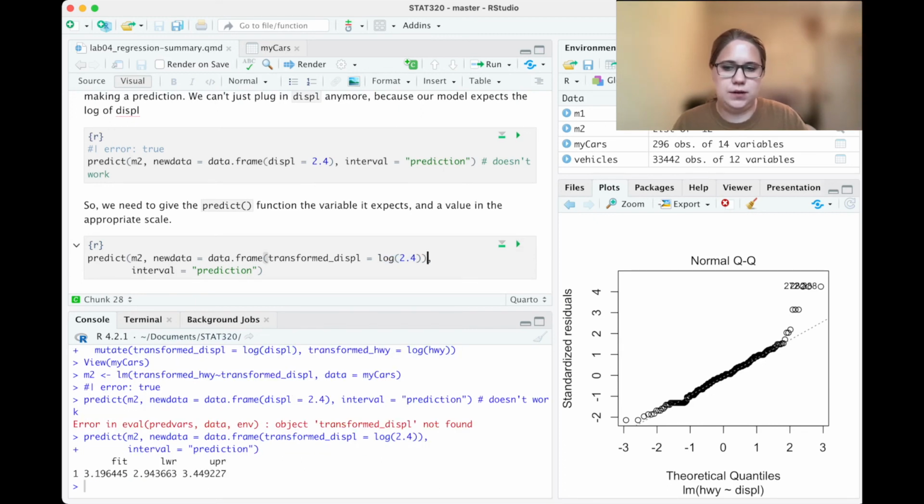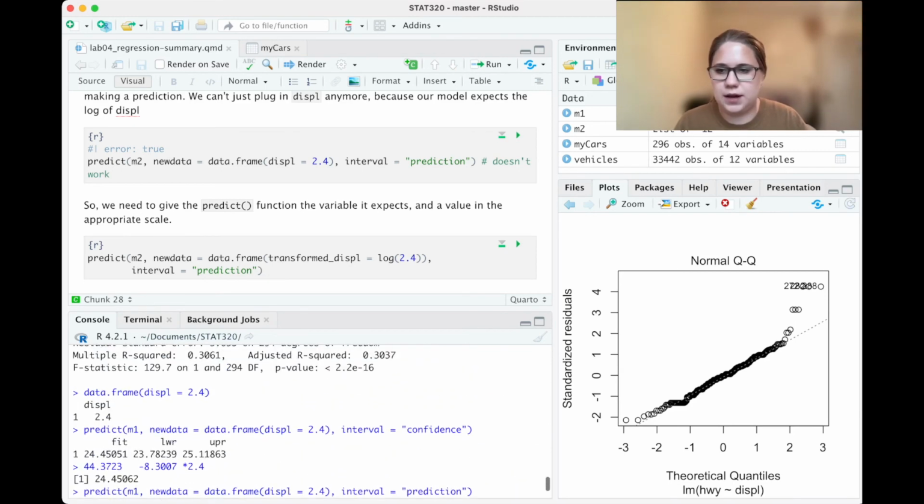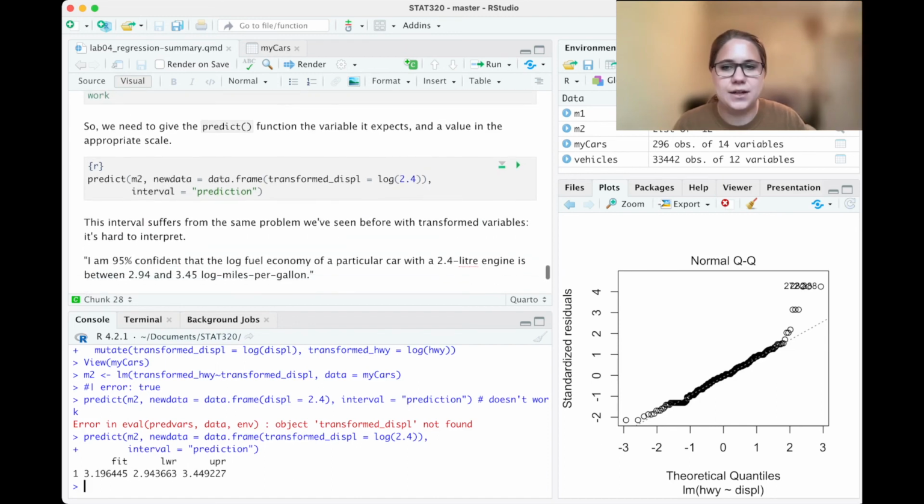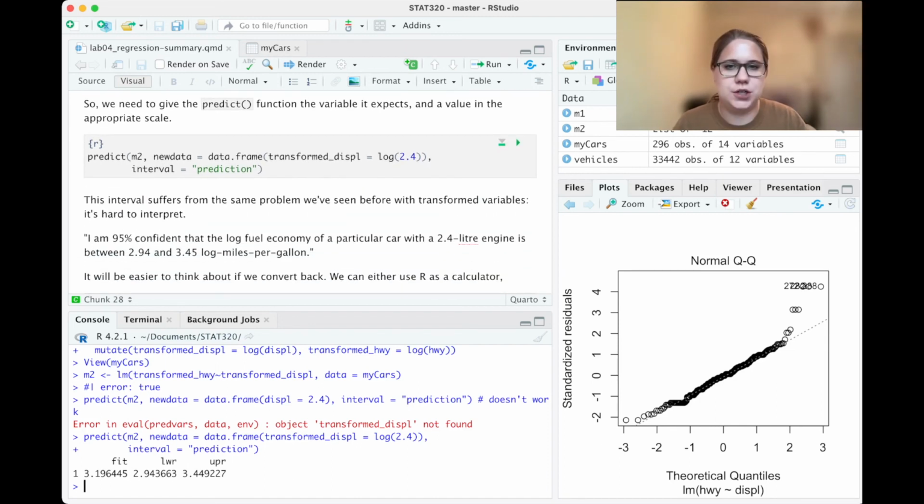Now it's going to run, but my fitted value isn't in miles per gallon anymore. It's in the log of miles per gallon. So remember when we plugged in 2.4 before, we were getting a predicted value of like 24.45 miles per gallon. 3.19, that's not a reasonable mileage for a car. So that's our indication that maybe we're not in the regular scale of the data. So if I want to interpret this, I probably want to transform back to the original scale of the data.